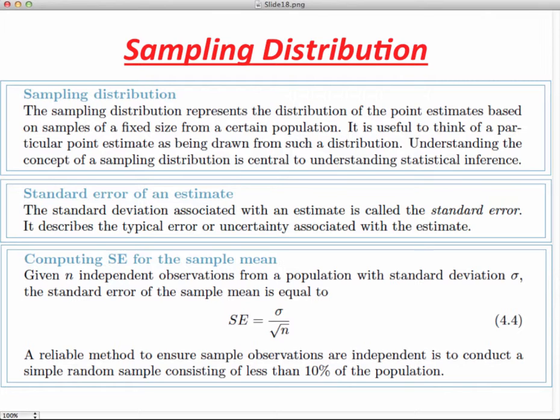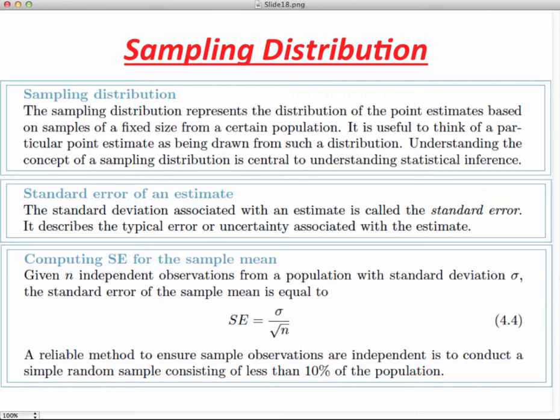If I send everybody out in the class to go buy a waffle iron and say, okay, go cook 25 waffles and give me the average time, and we collected all 34 of those data points and plotted them, we would see that they would not all fall exactly on top of each other; there would be some variation in them. Okay, so that distribution of sample means of your cooking times for your waffles is called a sampling distribution. The sampling distribution represents the distribution of the point estimate based on samples of a fixed size from a certain population. It is useful to think of a particular point estimate as being drawn from such a distribution.